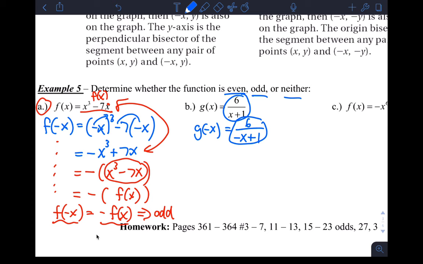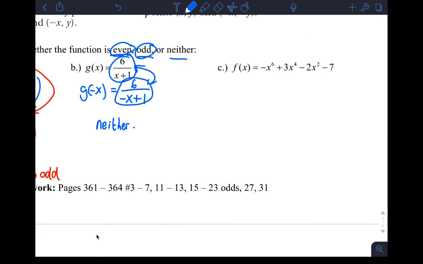And it's definitely not odd, because these two functions are not related to each other that way, okay? So 6 over negative x plus 1 is not the negative of 6 over x plus 1. And they're not equal either. So because they don't relate that way, it's not even or odd, so then it must be neither. All right? Neither. So let's try another one for the last type.